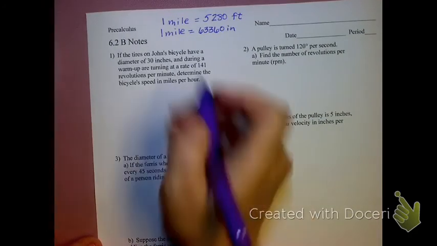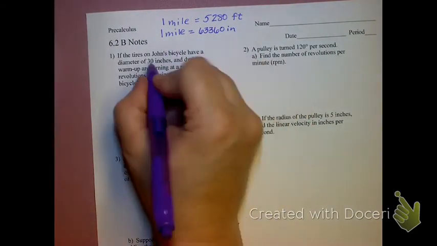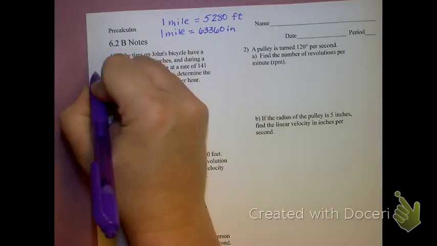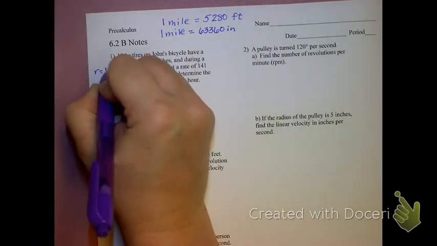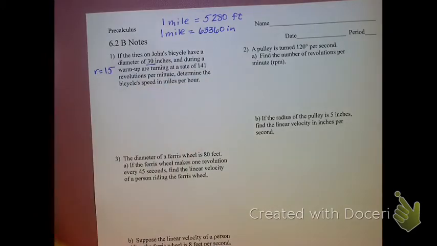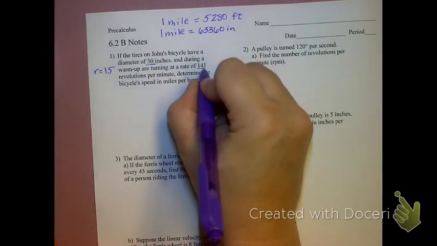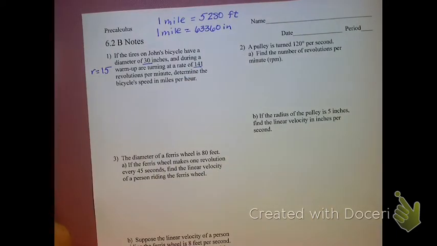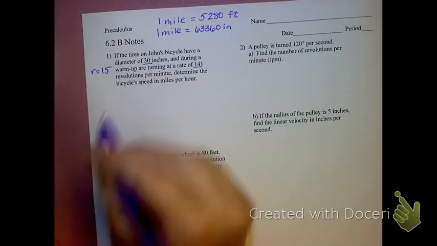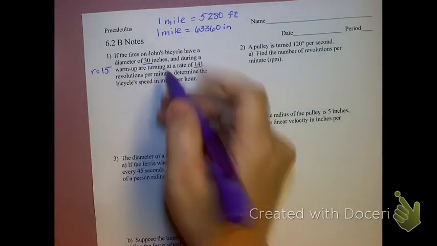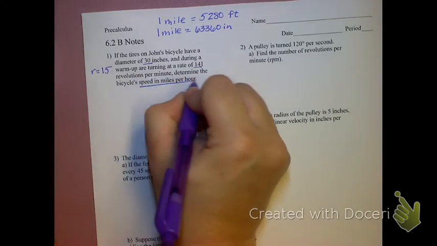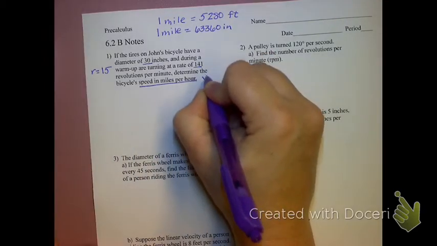So, if the tires on John's bicycle have a diameter of 30 inches, what does that tell me straight off? It tells me my radius is 15. Okay, I'm going to need my radius. And during warm-ups are turning at a rate of 141 revolutions per minute. Okay, revolutions per minute. Determine the bicycle's speed in miles per hour. That is a linear speed.